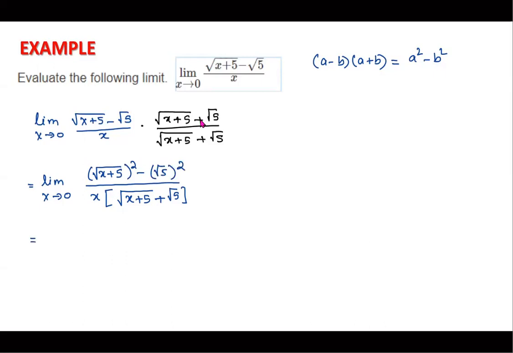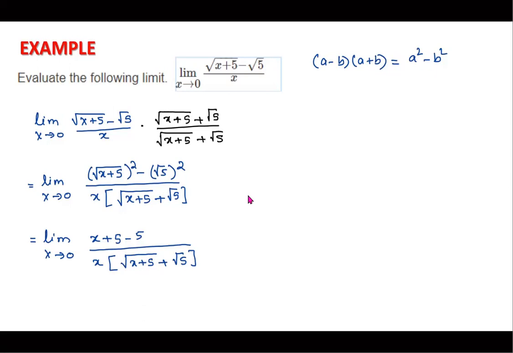So that will be equal to the limit as x approaches 0. Now in the numerator, square and square root cancel here, so that becomes x plus 5. And then minus, same thing here, square and square root cancel, so that will be 5, over the denominator. We'll keep it as it is: x times the square root of x plus 5 plus the square root of 5.